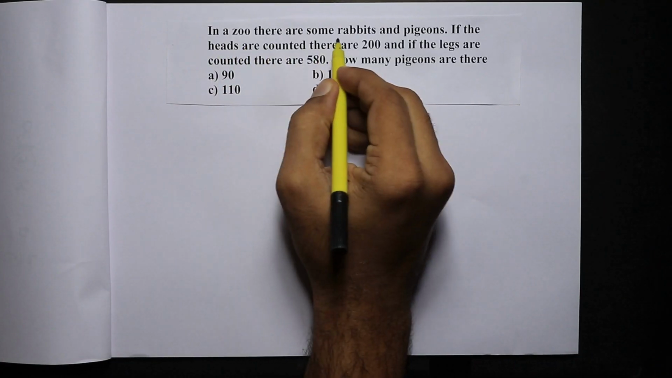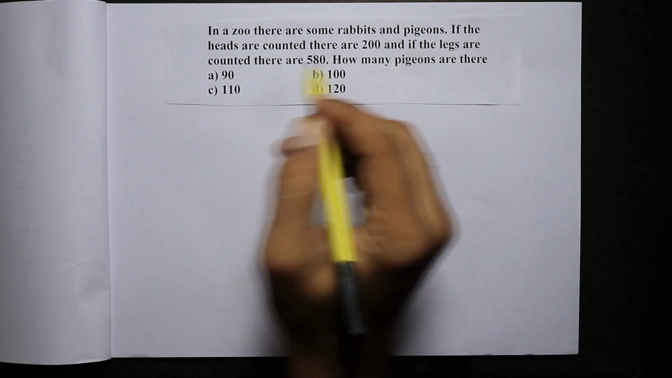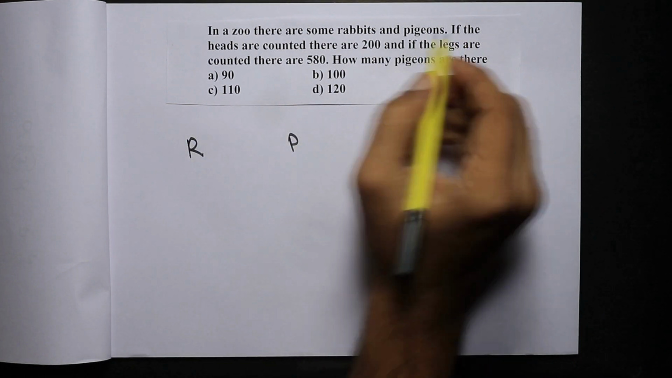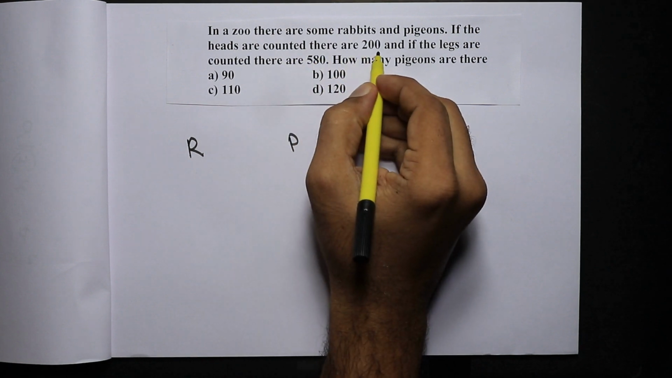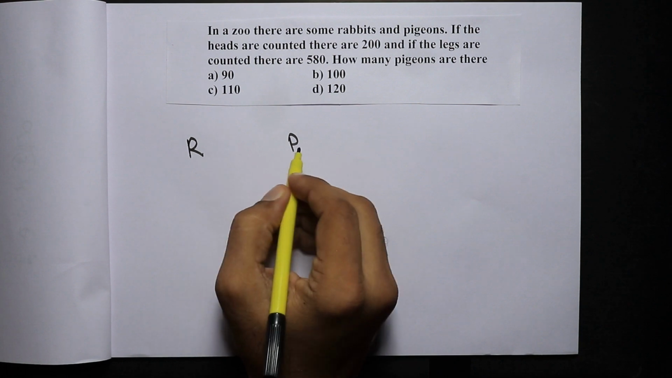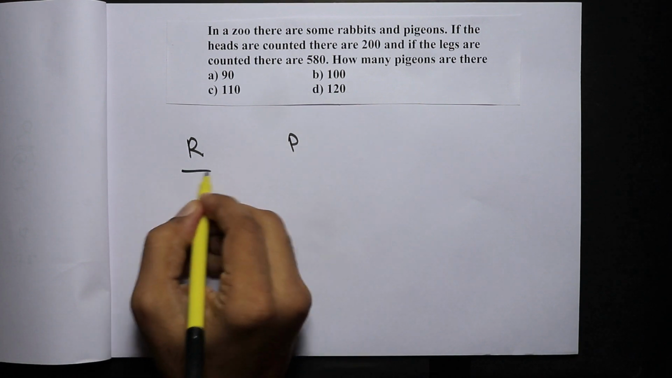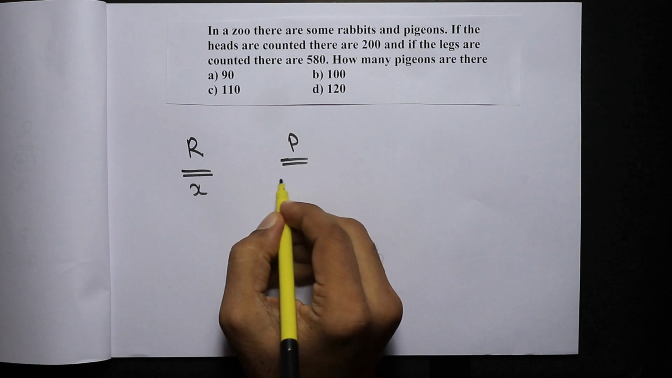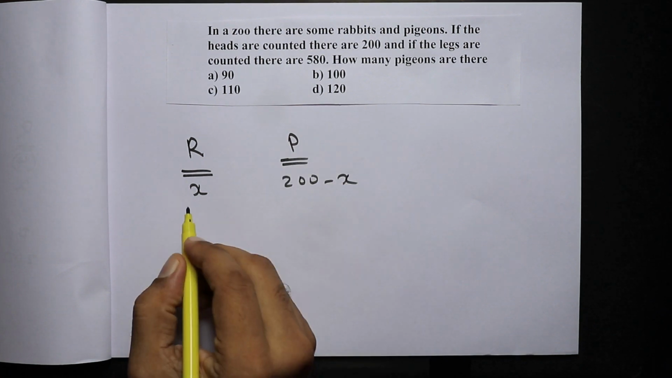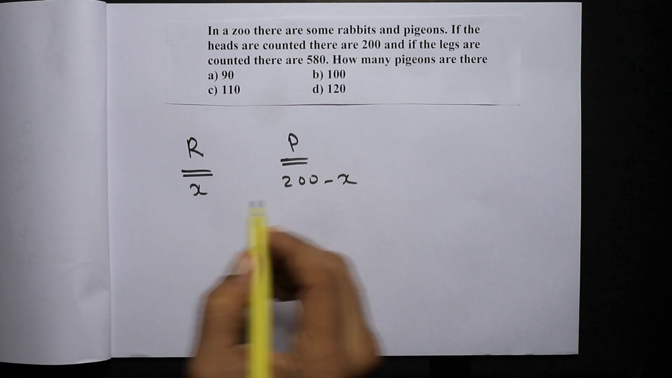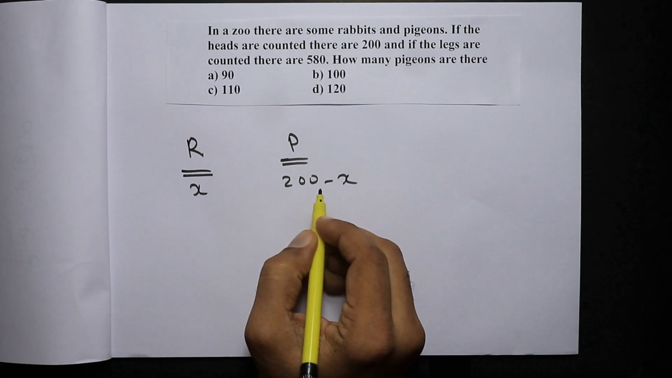In a zoo, there are some rabbits and pigeons. So rabbits are there, pigeons are there. If the heads are counted, there are 200. So each animal will have only one head. So total number of animals is 200. So if you assume that the number of rabbits is x, then the number of pigeons will be 200 minus x. So that x plus 200 minus x, total is 200. So altogether 200 animals are there.